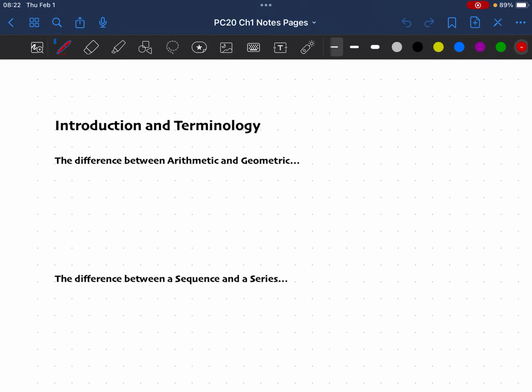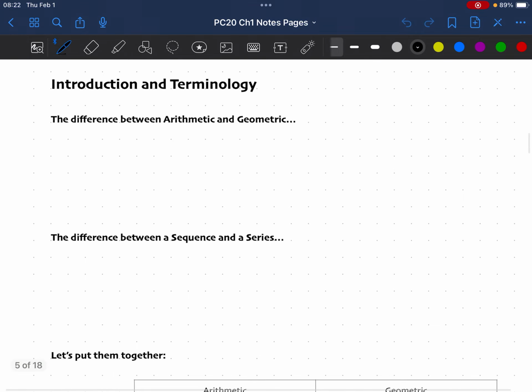All right, in this video, we're going to take a look at the difference between what is an arithmetic sequence and series and what is a geometric sequence and series. So we need to understand the terminology that we have. So the first off is we are going to understand the terminology between arithmetic and geometric.